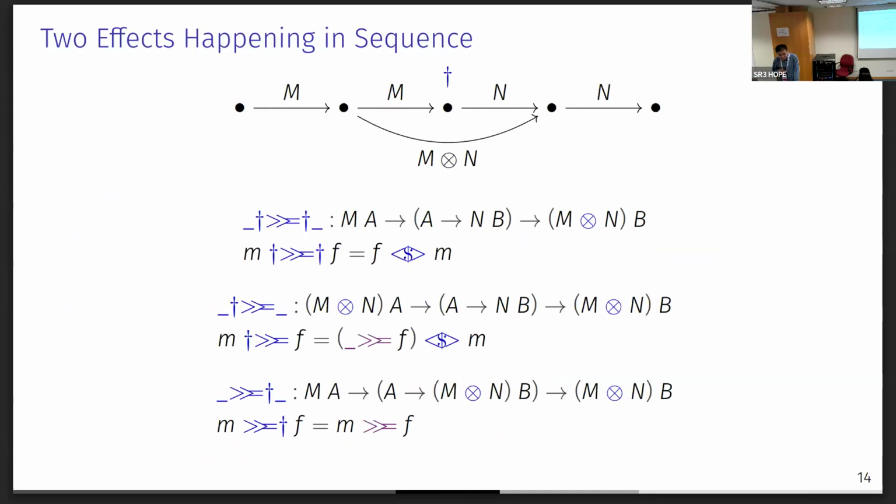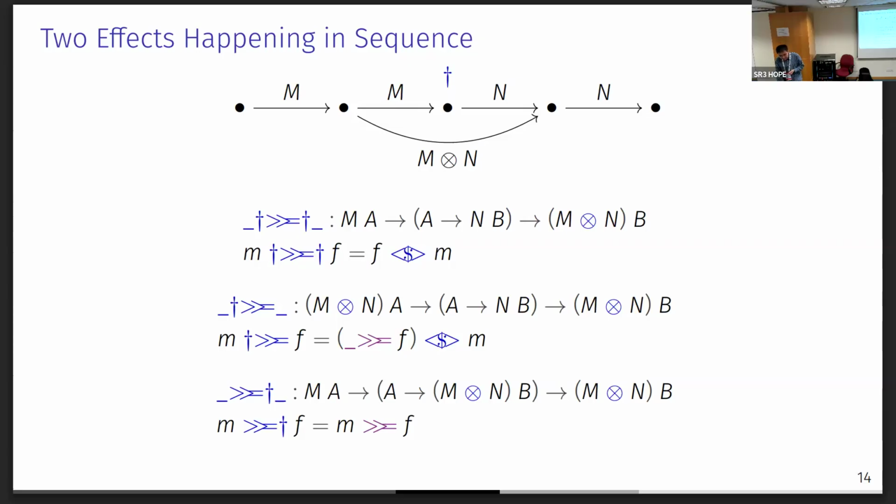And if we consider a chain of effectful computations, we see that we can combine M and N into the composition M composed with N. And we can also extend this composition on the left with M and on the right with N with these trivial definitions.